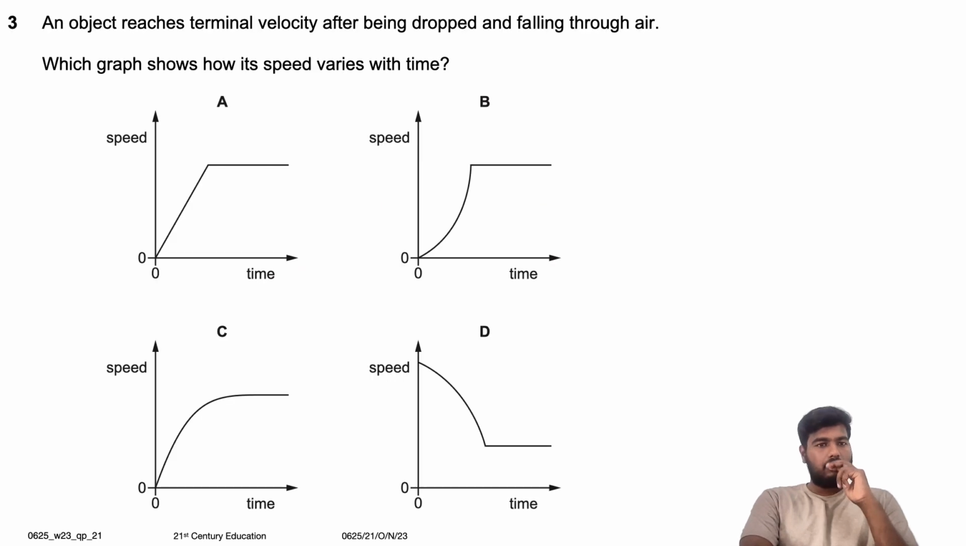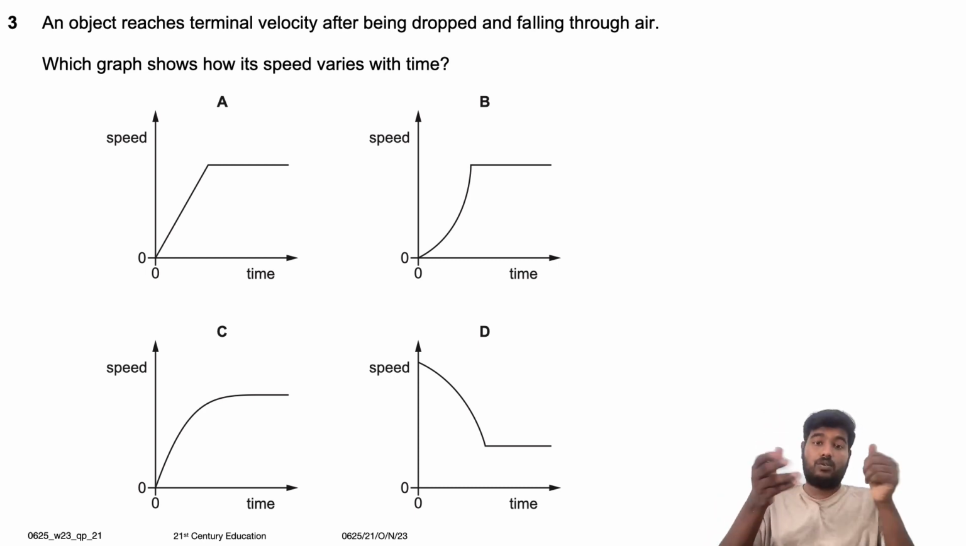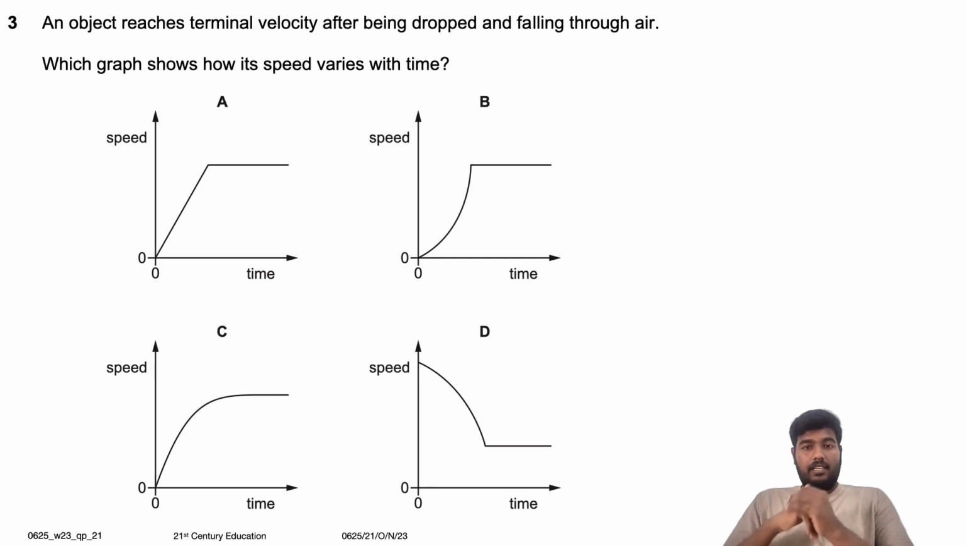Good. An object reaches terminal velocity after being dropped and falling through air. Which graph shows how its speed varies with time? They are asking for the terminal velocity graph in a speed-time graph. Let's see the 4 options. Let's eliminate D first. Why? Because in a free fall, whatever the object is that is dropped, its velocity is initially 0. As it goes on, even if there is no air, the speed will increase. But in D, initially it's high speed and then it's going down. So D is eliminated. We have similar graphs A, B, C except for the gradient in the beginning part.